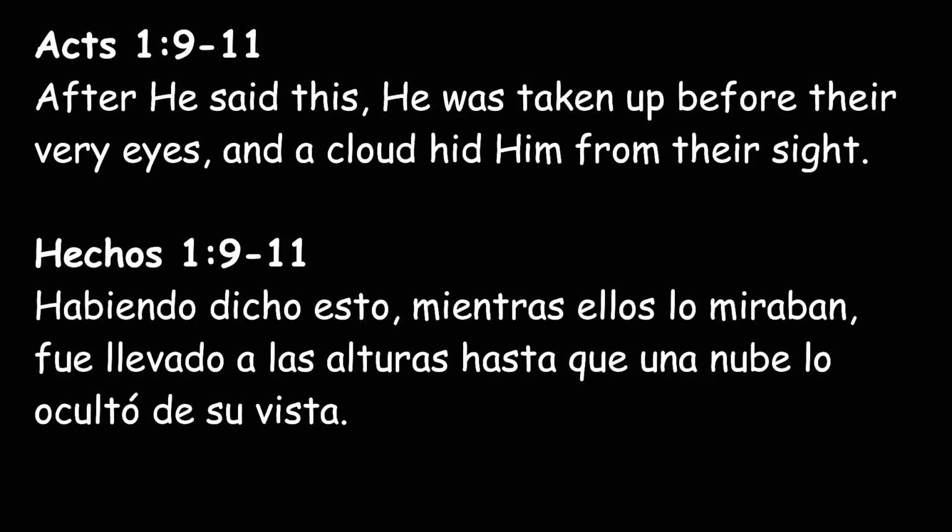The disciples had gathered with Jesus on the hill, the Mount of Olives, outside of Jerusalem. He gave them some instructions, which included Acts 1:8, where he told them they would receive power when the Holy Spirit comes on them, and they would be witnesses to him in Jerusalem, Judea, Samaria, and to the ends of the earth, all around the world. And so after that, he rose. He left. They stood on the mountain as he ascended into heaven. So in that same first chapter of Acts, this is what we read next. It says, after he said this, he was taken up before their very eyes, and a cloud hid him from their sight.